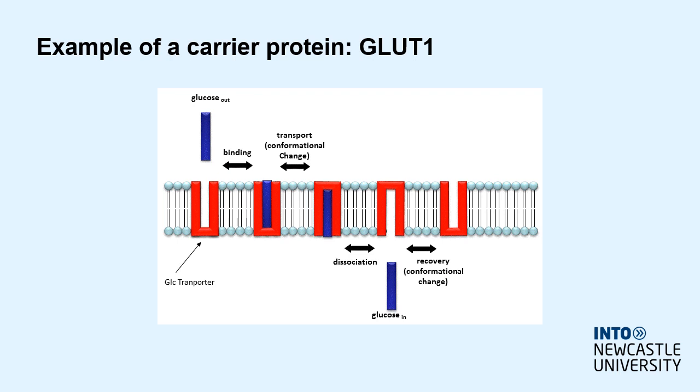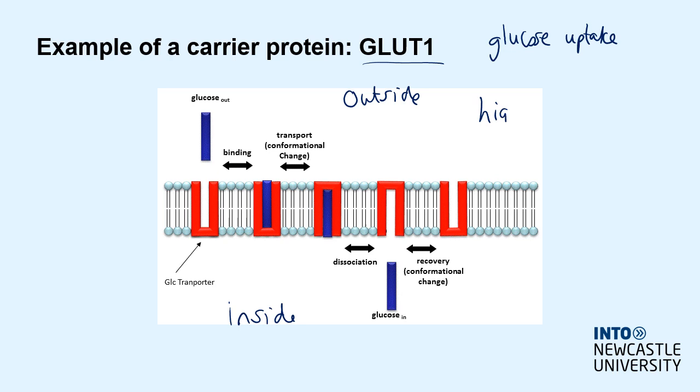An example of a carrier protein involved in facilitated diffusion is GLUT1. GLUT1 is involved in glucose uptake in our cells. So what we have here is, this is outside our cells, this is inside our cells. So we've got a high concentration of glucose outside.